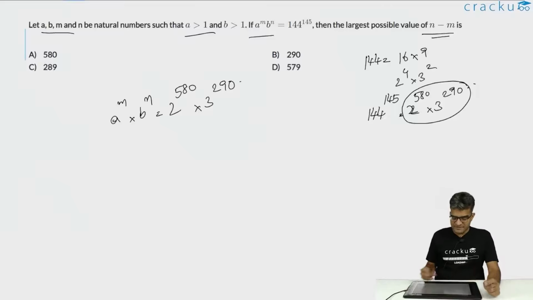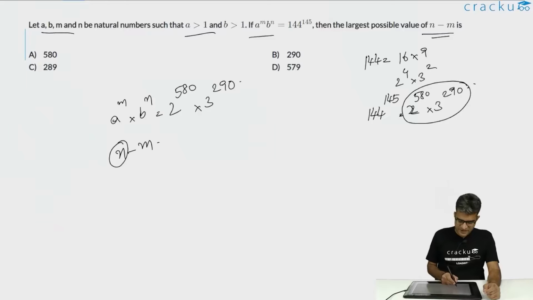We are asked to maximize the value of n minus m. So we want the maximum value of n and we want the minimum value of m. What is the maximum value of n? The maximum value of n is 580. This will happen when b is 2.